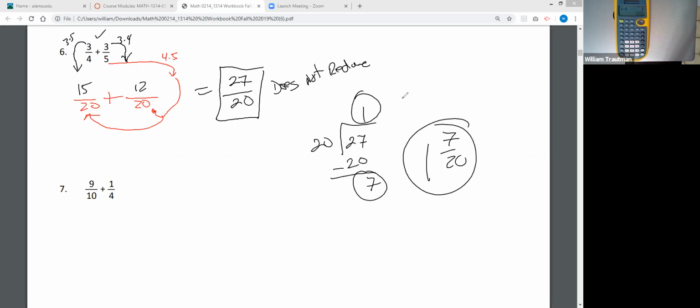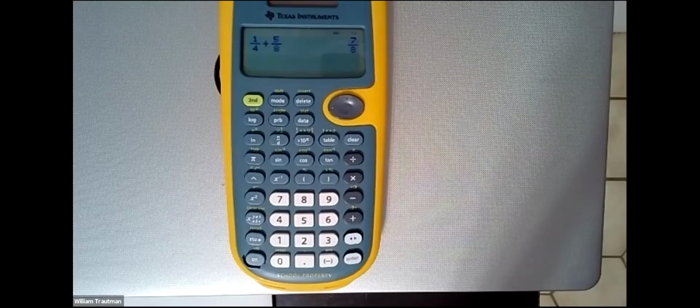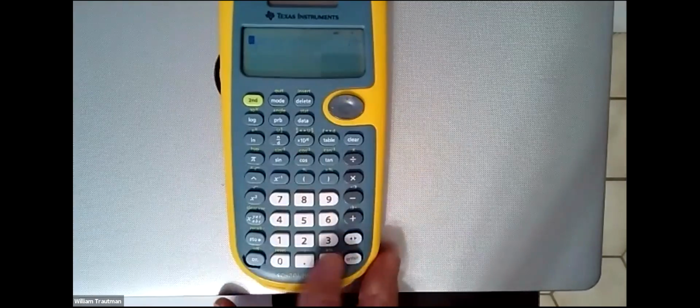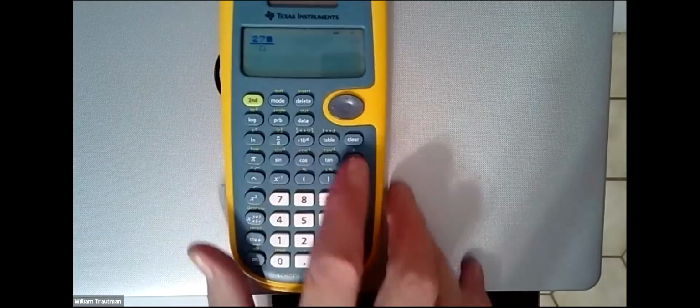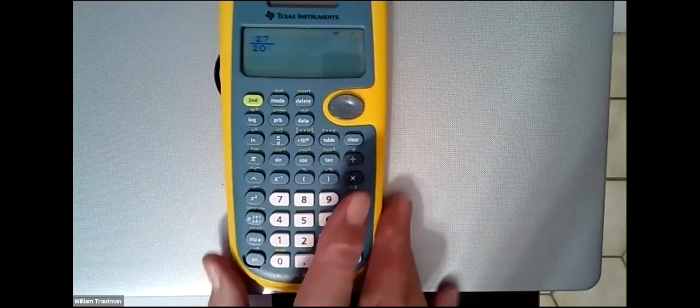So I'm going to do that on the calculator. 27 over 20 is my answer. The fraction was 27 over 20. That was the answer. And if they say give me the mixed number, remember to change it to a mixed number.